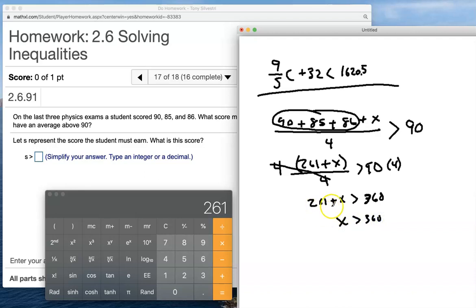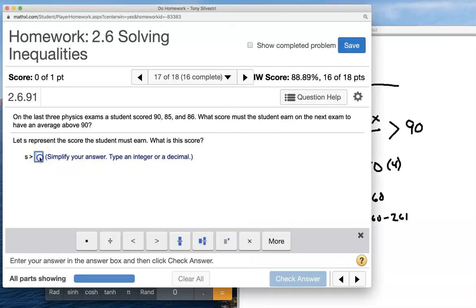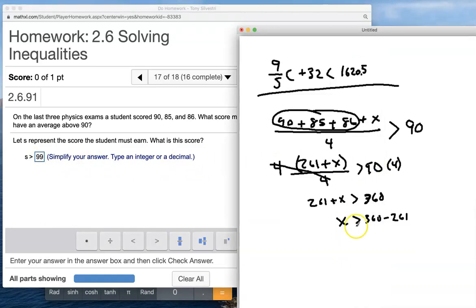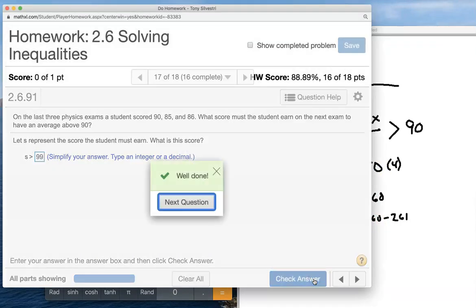Now I'm going to subtract 261 from both sides, which has no bearing on the direction of the arrow. 360 minus 261 gives you a value of 99. So x is greater than 99. The guy's got to get a 100, in other words, to do well. So that's good.